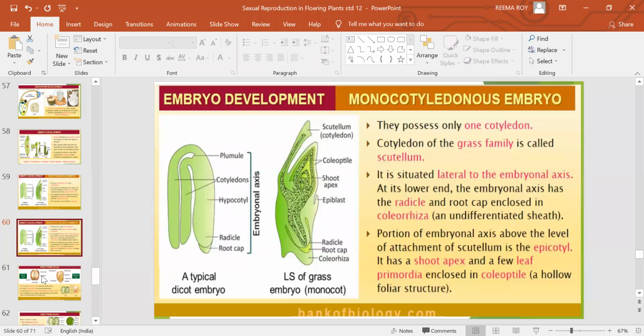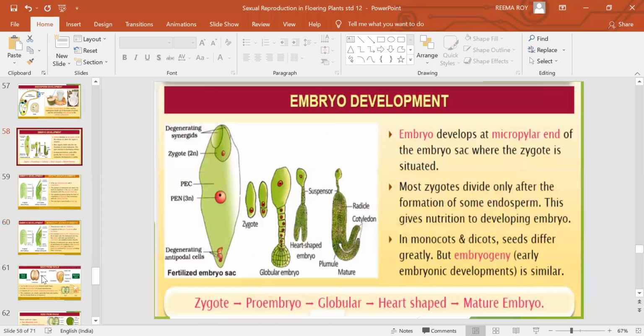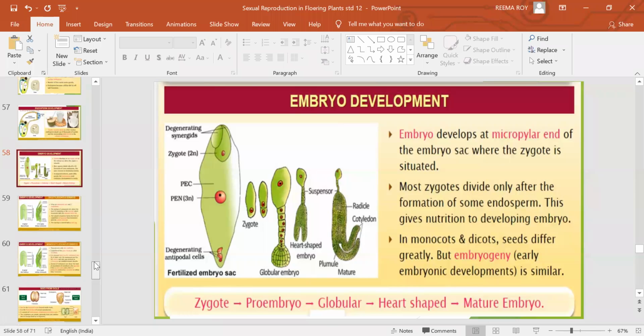Okay, so this was embryo development. We are talking about post fertilization: we saw endosperm development and embryo development. In embryo development we saw monocotyledon, dicotyledon and their shapes, and what lies between zygote and mature embryo: pro-embryo, globular, heart shaped, then it forms a mature embryo. In endosperm, what all did we see?